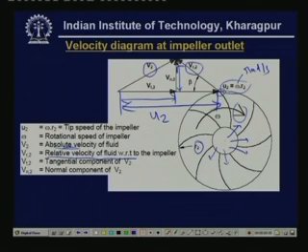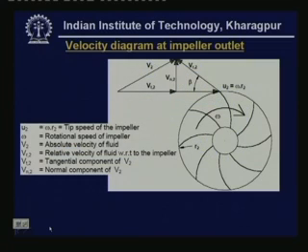Let me repeat once again. You have the tip speed u2, the absolute refrigerant velocity V2, and the relative velocity of the refrigerant VR2. Then you have the tangential component of the absolute velocity Vt2 and the normal component Vn2. This angle beta is known as the blade angle if you are assuming that there is no slip. I will explain what slip is a little later. So, this is the velocity diagram at the impeller outlet.